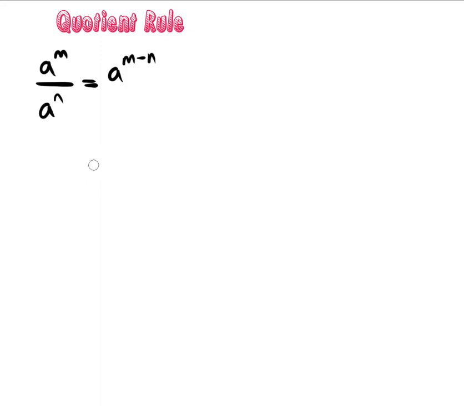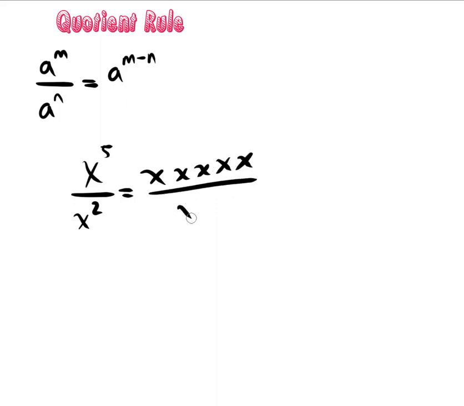So let's say I had, for instance, x to the 5th power over x squared. If I expand this out, I'm going to end up with x times x times x times x times x. That's 5 x's all multiplied times each other, and I have 2 x's on the bottom. That's x squared, and this is x to the 5th. And these should all have dots in between them.